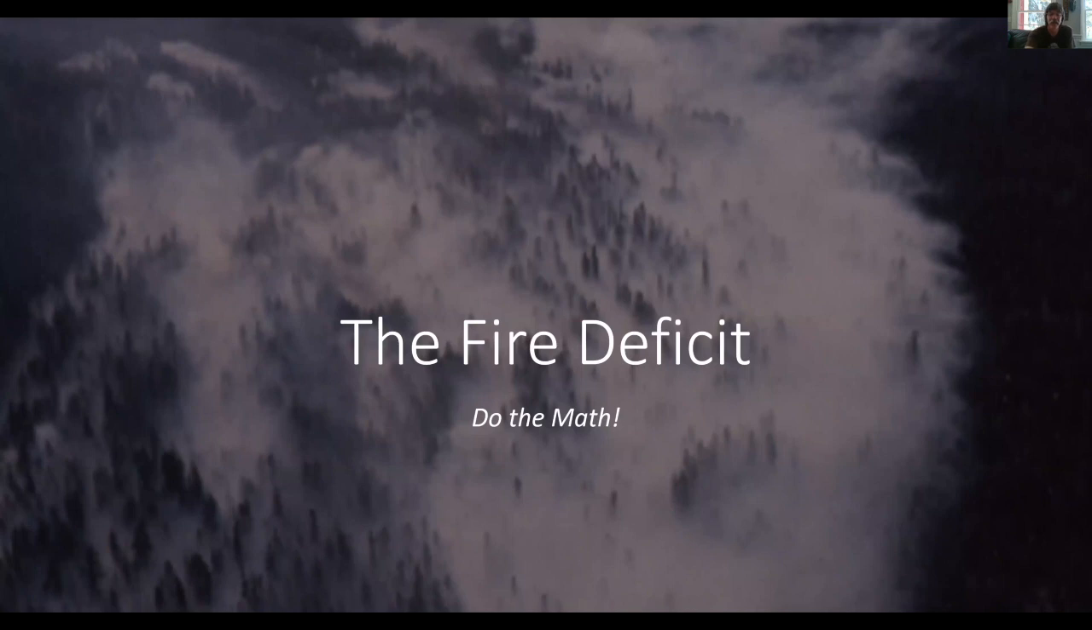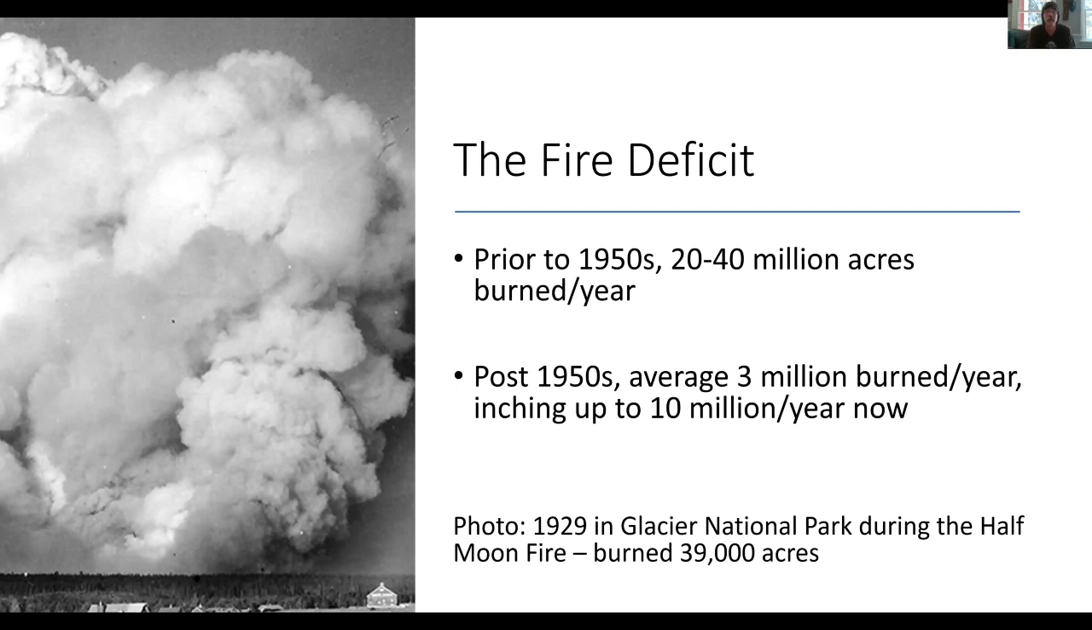So there is this widespread perception, of course, that there's too much fire. It's an abundance of fire. And the media is constantly saying, this record-setting, unprecedented fire season, too much fire. Well, prior to the 1950s, 20 to 40 million acres on average burned every year.